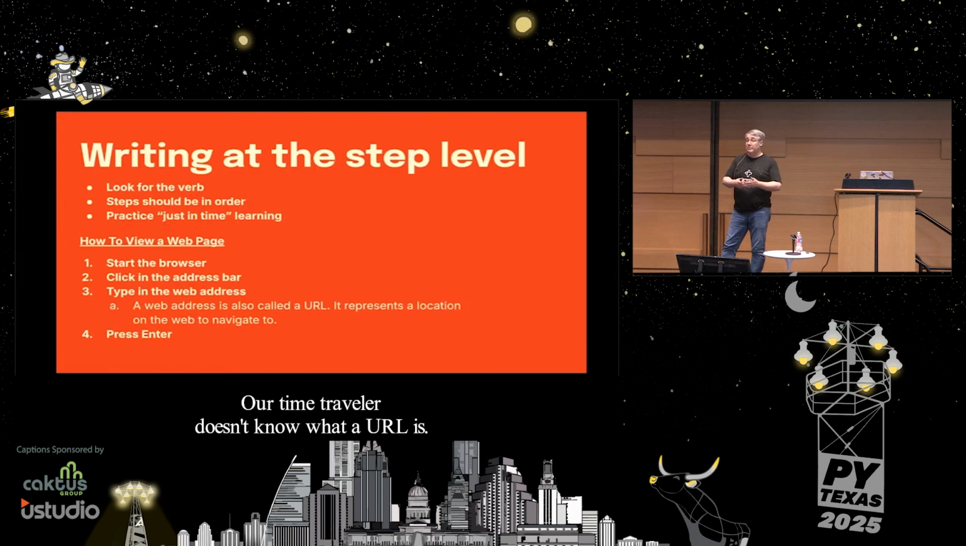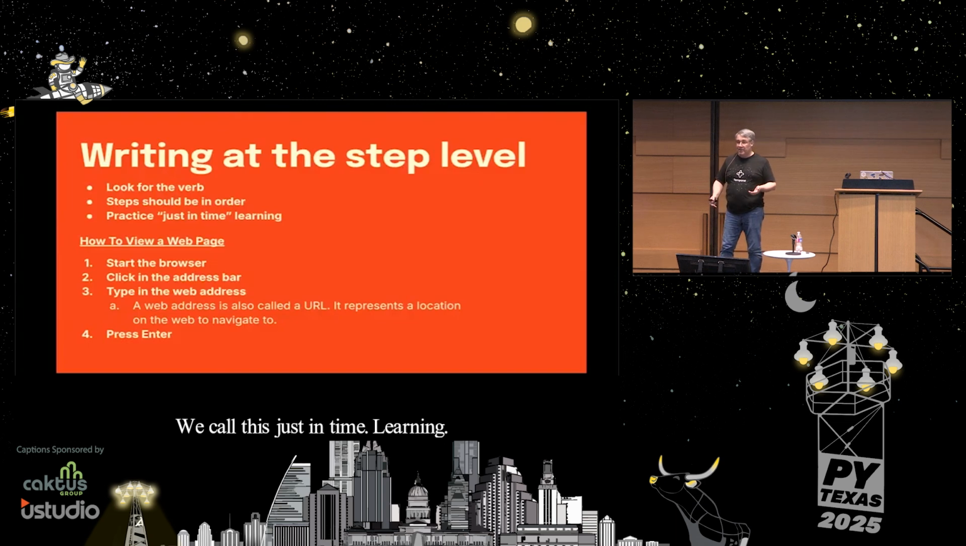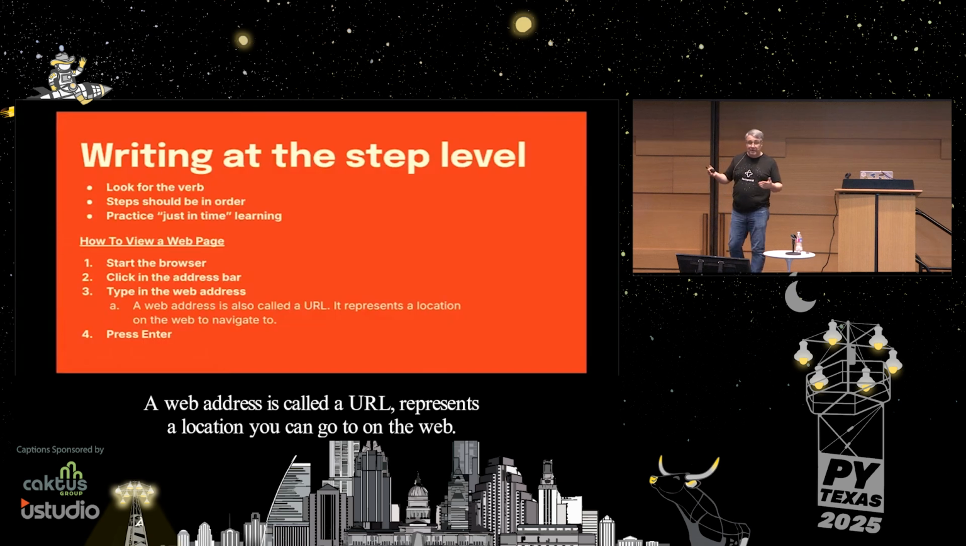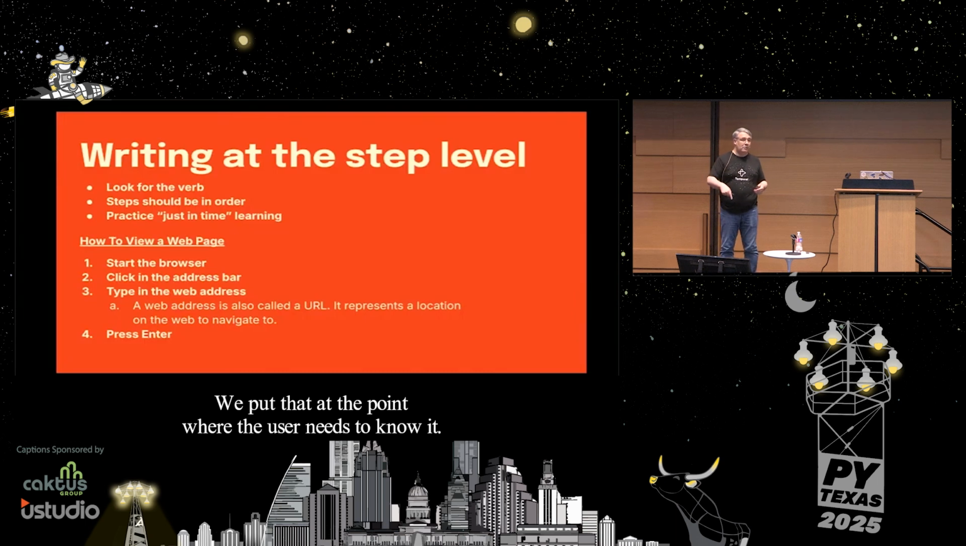Our time traveler doesn't know what a URL is. This is where the background information comes in. We call this just-in-time learning. We put in a definition of what a URL is: a web address is called a URL and represents a location you can go to on the web. We put that at the point where the user needs to know it.